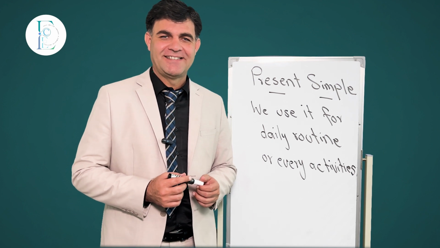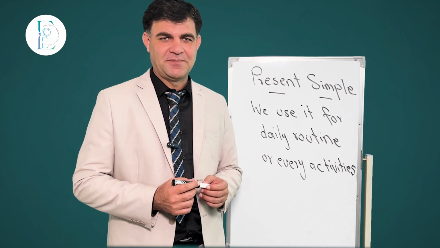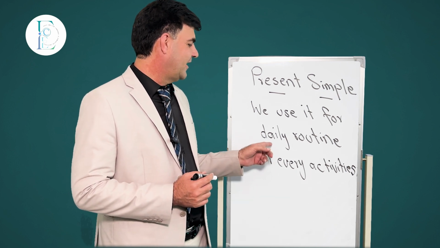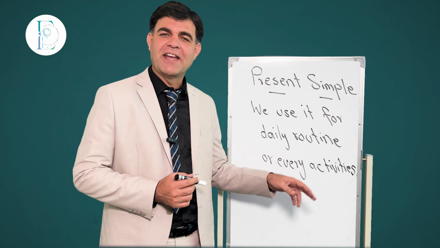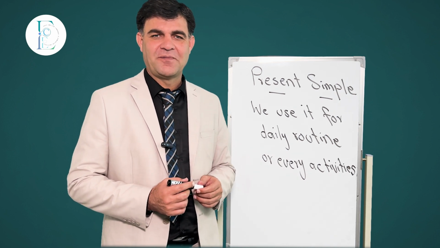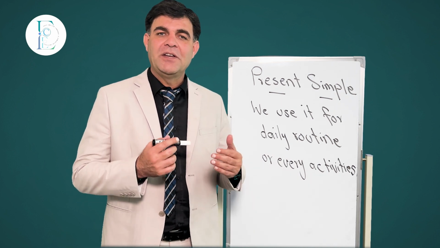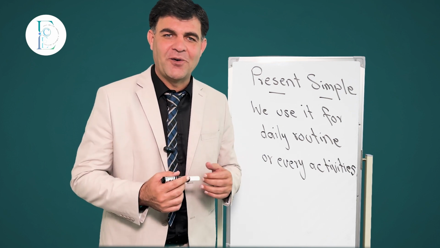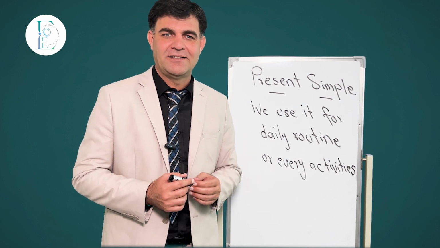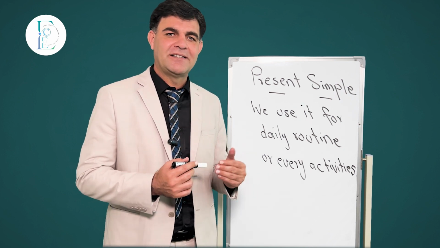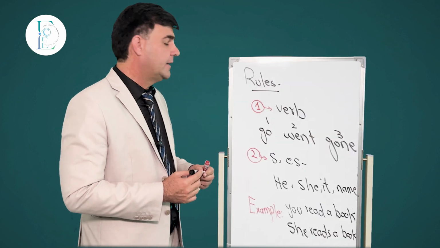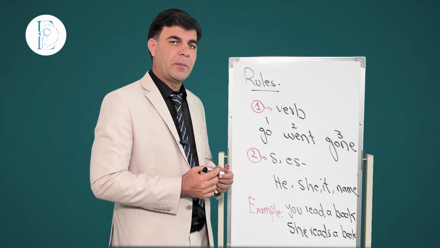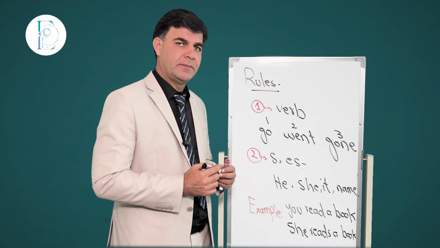Present simple tense, and where do we use it? We use present simple tense for daily routine or everyday activities. It's very simple. We do things, habits, some actions every day in our life. Routine activities, we use present simple tense. There are some basic rules to make present simple tense and to understand it.